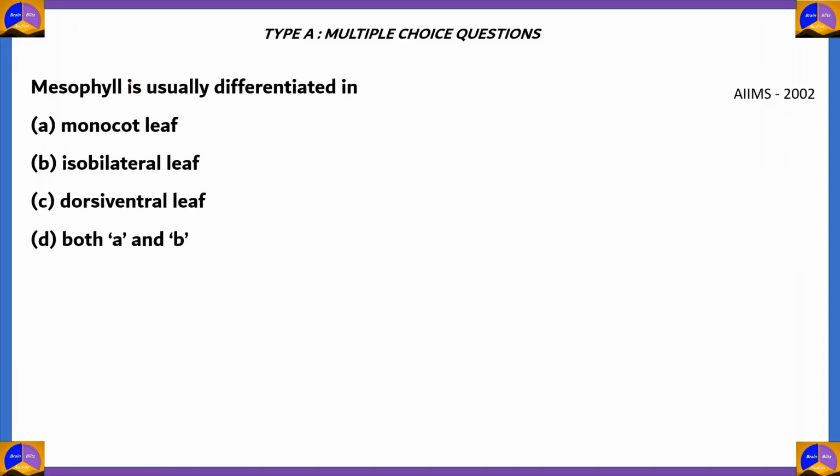The next question. Mesophyll is usually differentiated in A. monocot leaf, B. isobilateral leaf, C. dorsiventral leaf, and D. both A and B. So mesophyll is differentiated in dicots. If you look at our options, option A is incorrect because monocots, no differentiation.